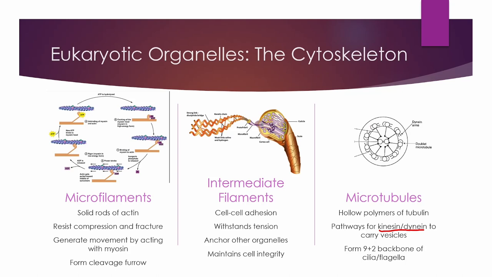Centrioles are also made of microtubules, and they're found in the center of a cell called the centrosome. They're the organizing center for microtubules, and they are structured as 9 triplets of microtubules with a hollow center.